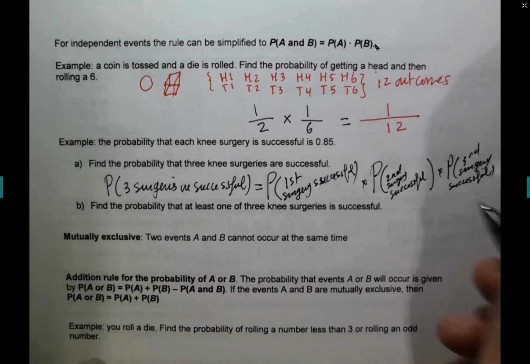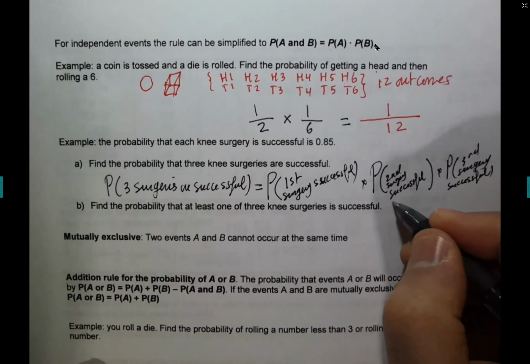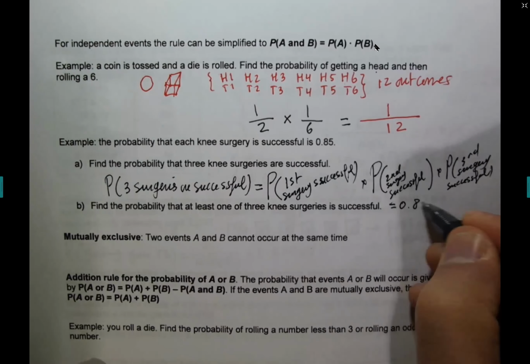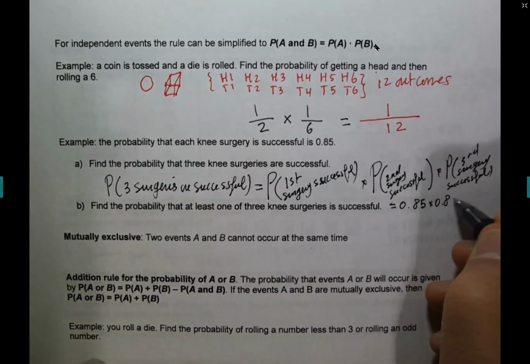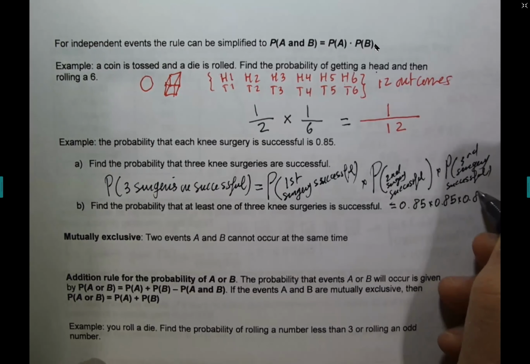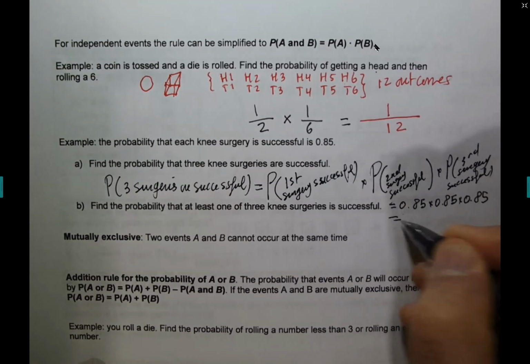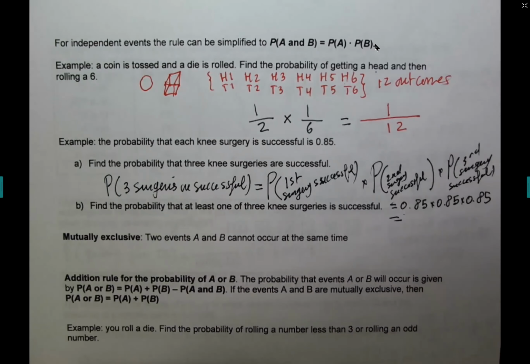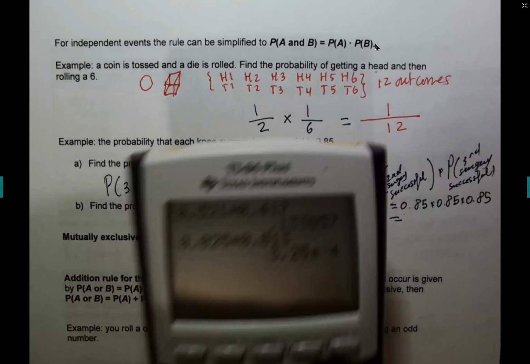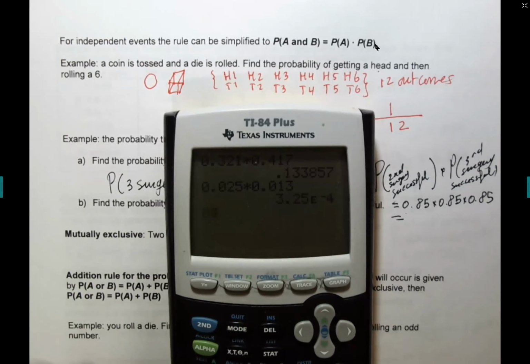So the answer will be 0.85 times 0.85. We don't add them. If you add them, you go above 1, which is impossible in probability. So 0.85 times 0.85 times 0.85. And let's do this. I got 0.614.